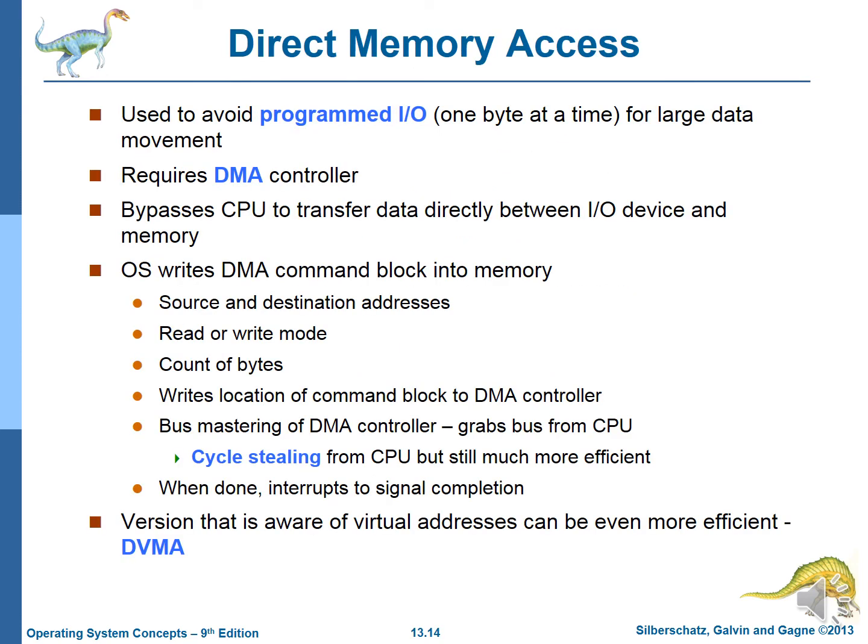Direct memory access requires a DMA controller. The OS writes a DMA command block into memory, which has the source and destination addresses, read or write mode, and the count of bytes, and writes its location to the DMA controller. It uses master-slave technology and the concept of cycle stealing from the CPU, but is still much more efficient when done. Interrupts signal completion. A version that is aware of virtual addresses can be even more efficient.